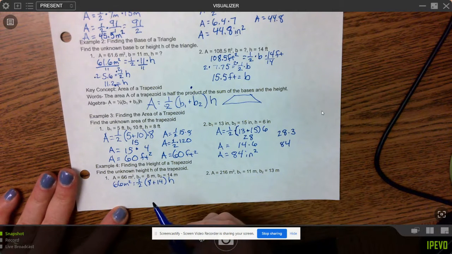I'm sorry, what? It's 8 plus 14 inside the parentheses.